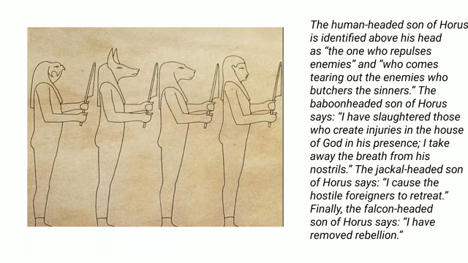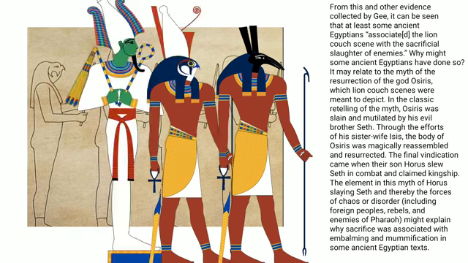The human-headed son of Horus is identified above his head as the one who repulses enemies, and who comes tearing out the enemies, who butchers the sinners. The baboon-headed son of Horus says, "I have slaughtered those who create injuries in the house of God. In his presence, I take away the breath from his nostrils." The jackal-headed son of Horus says, "I cause the hostile foreigners to retreat." Finally, the falcon-headed son of Horus says, "I have removed rebellion."